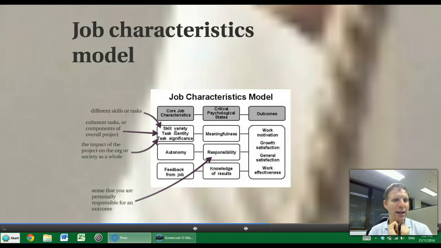The task identity is something like in the car industry. If you manufacture a Rolls-Royce, you are a craftsman, and you get involved with the whole process, possibly even design to some degree. You get to see one car emerge from the plant once a day or once every few days or something like that.